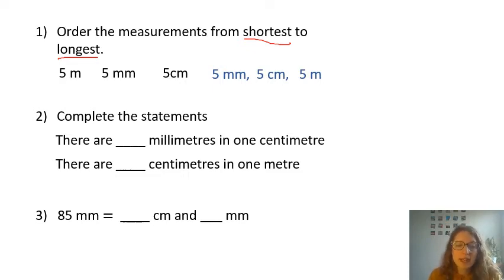Complete the statements. There are blank millimetres in 1 centimetre. And you should know by now, hopefully, it is 10 millimetres, and there are blank centimetres in 1 metre. Can you remember what it was? Well done if you said 100. 85 millimetres is how many centimetres and how many millimetres? So it's 8 centimetres, for our 8 tens here, and 5 millimetres.